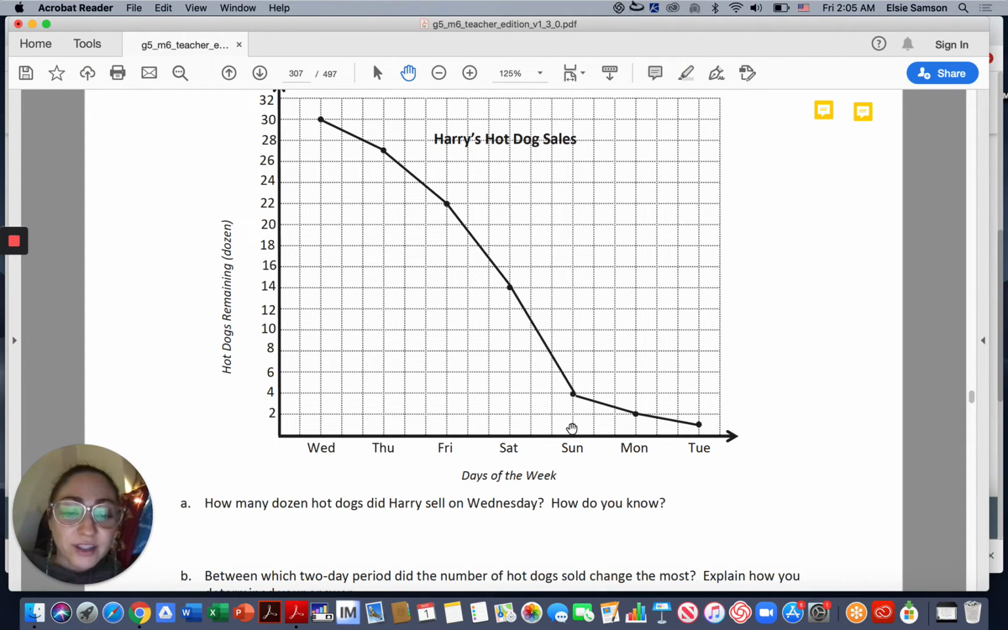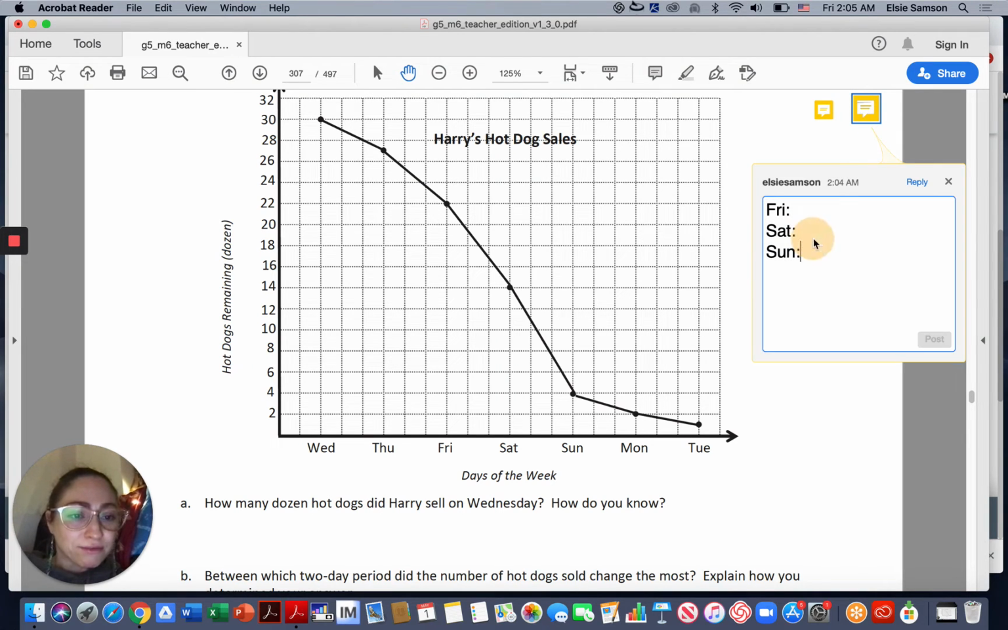Okay, so for Sunday, for example, we did Saturday's remaining hot dogs minus what we now have left to find how many we sold on Sunday. So we want to do that for Friday, Saturday, and Sunday. So if you were writing this out, you'd want to write out a space for Friday, for Saturday, and for Sunday. And this is what we would need to do. Let's calculate how many were sold on Friday.